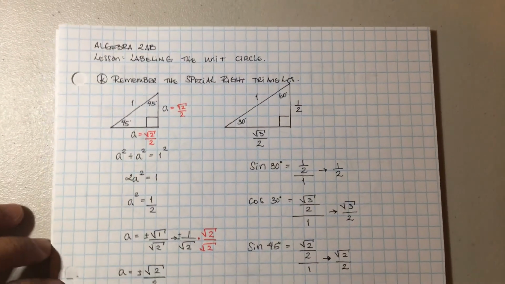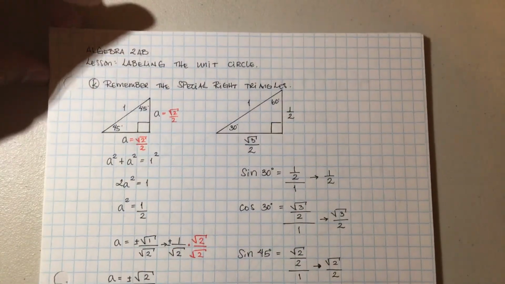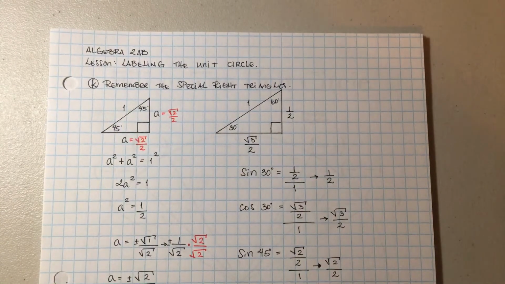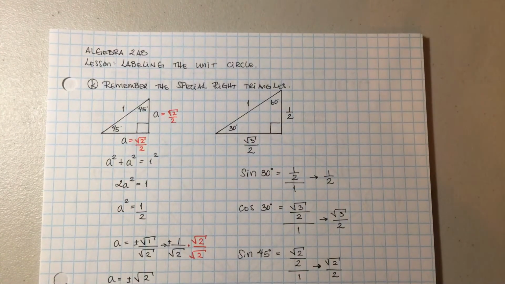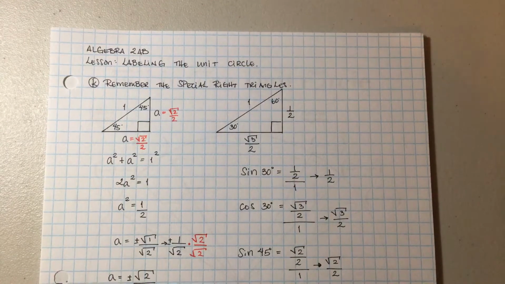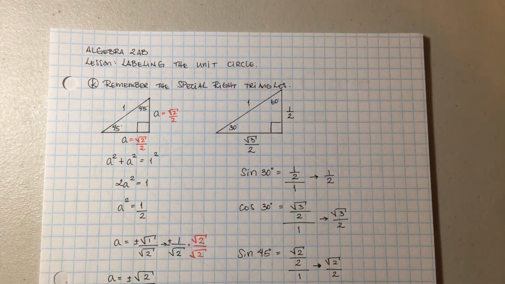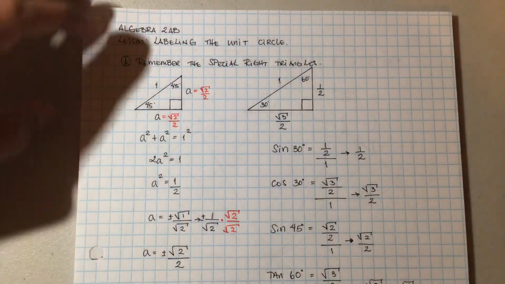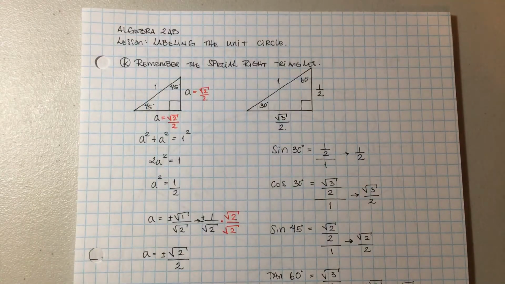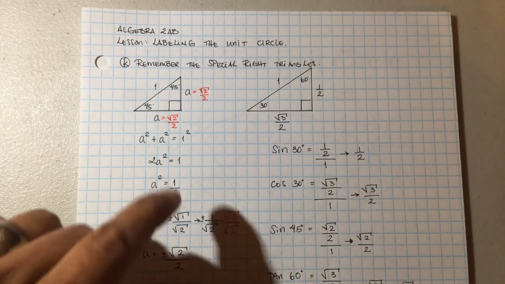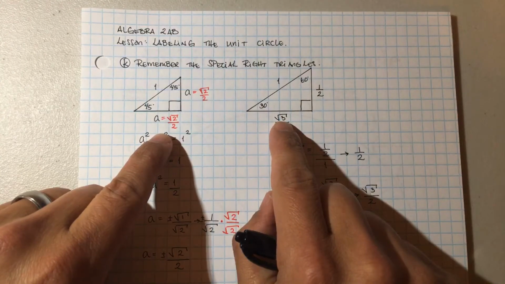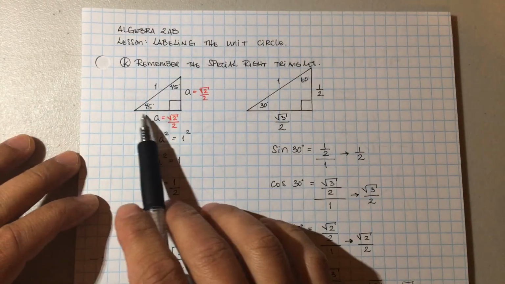Hey guys, in today's lesson we're going to talk about the unit circle. How do we label it, its angles and coordinates and all that good stuff. So what I want you to do is think back to geometry when you learned about SOHCAHTOA. Actually, you had two special right triangles, remember? Well, let's start off with this one right here.